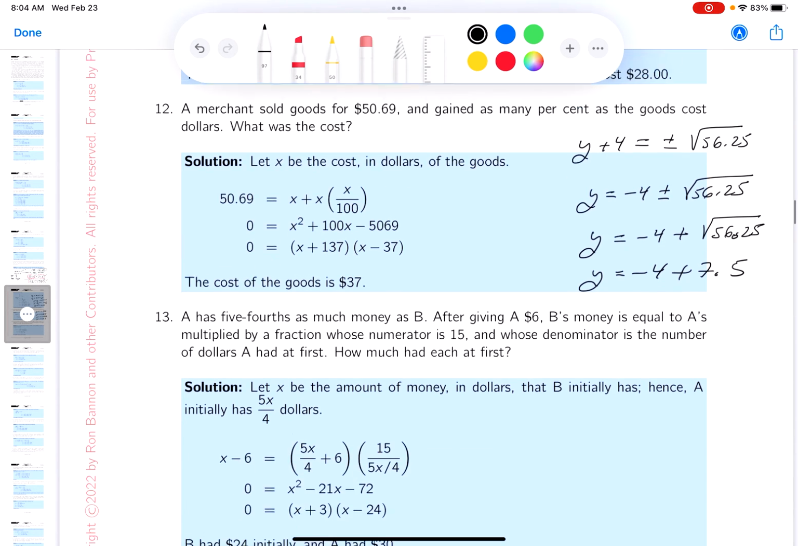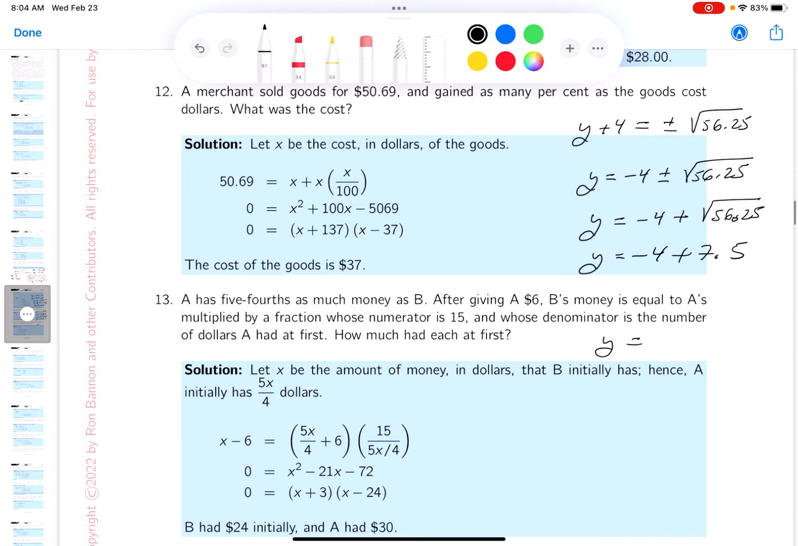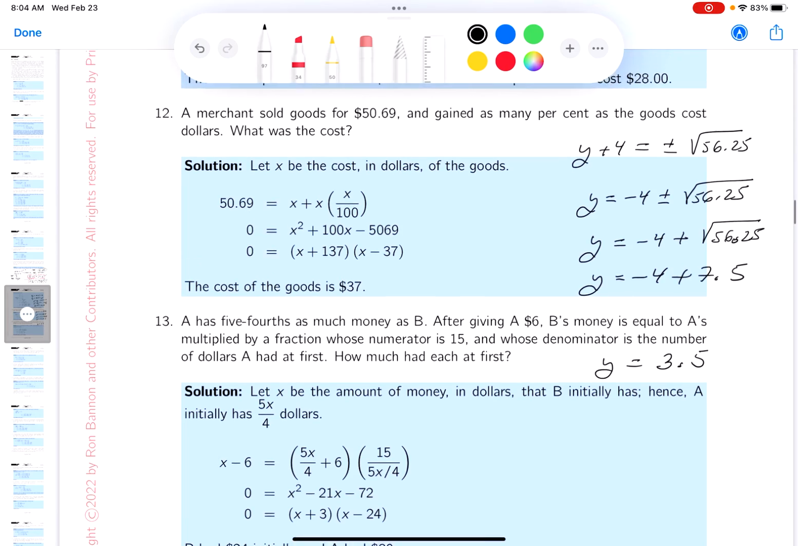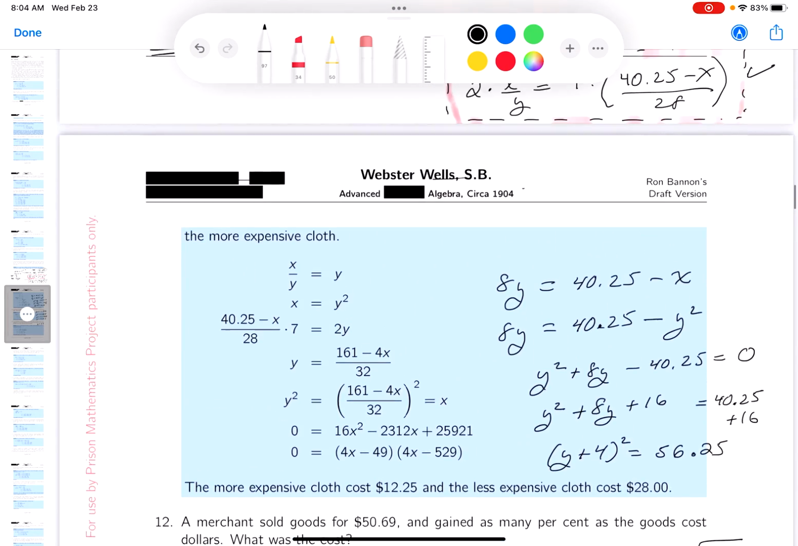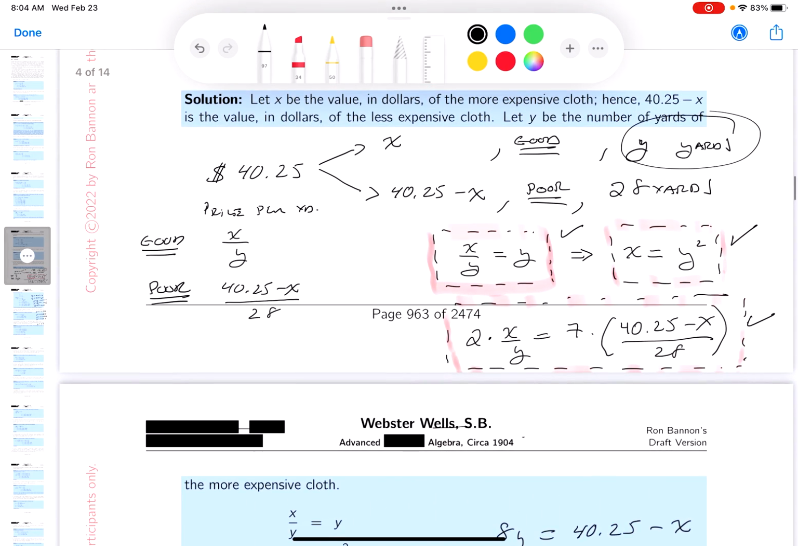Yes, I used a calculator. What's y? 3.5. So let's go back. And I know it's a long road, right? So I know y. We'll get to their question later, by the way, is 3.5 yards.